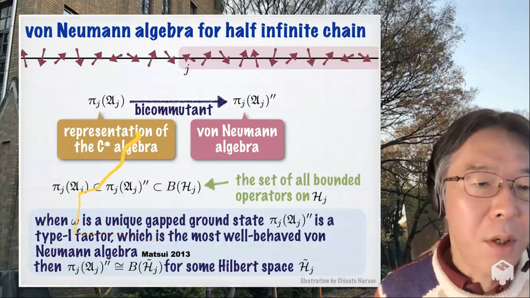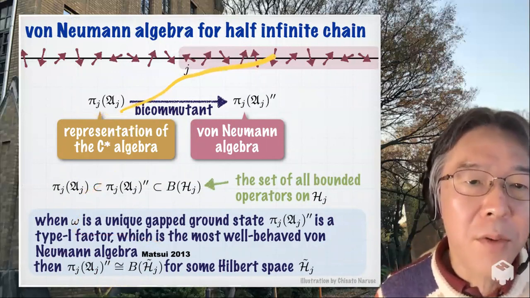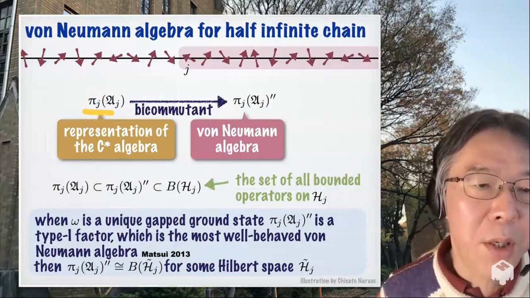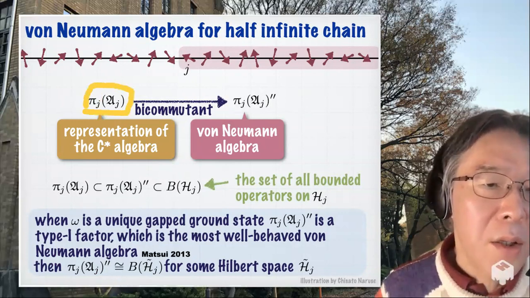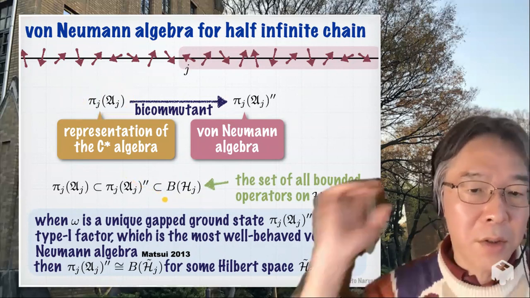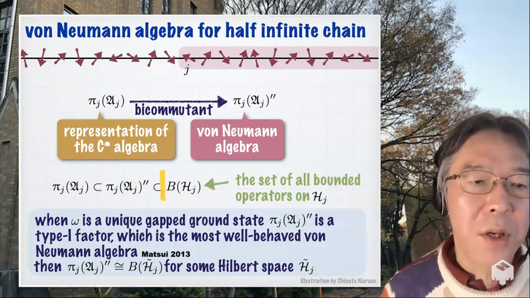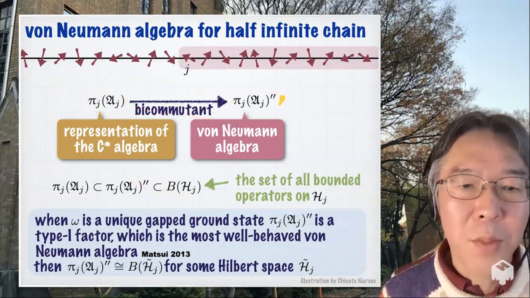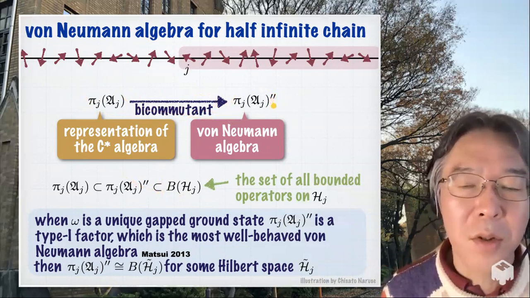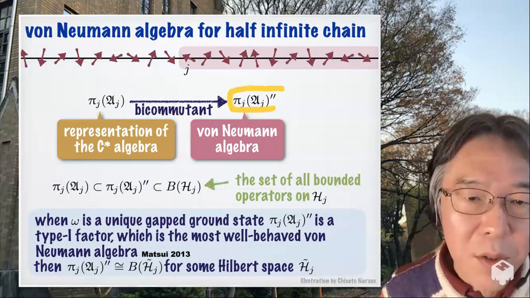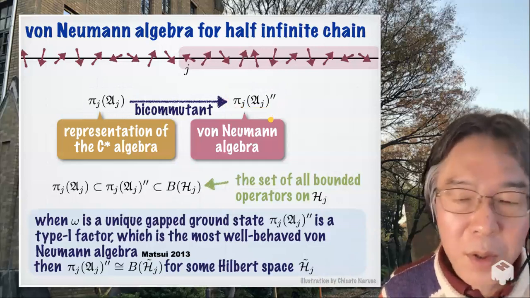So now Rj is the C-star algebra for this half-infinite chain. Pi j is a GNS representation. So pi j of Rj itself is again a C-star algebra, which lives in this bigger set, the set of all bounded operators on Hj. Now, given this situation, there is another standard procedure called bicommutant, and you can make this slightly larger by taking this bicommutant. It's the same as taking the closure with respect to the weak topology. And then this new object becomes a mathematical object called the von Neumann algebra.